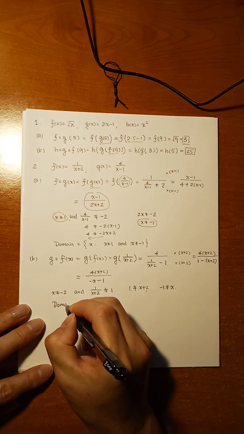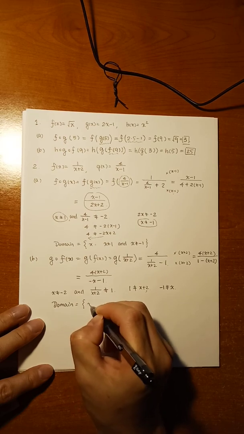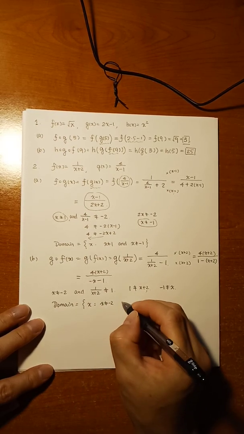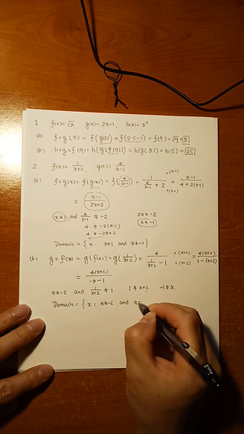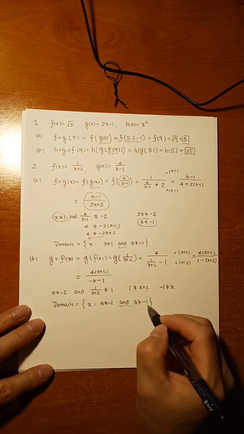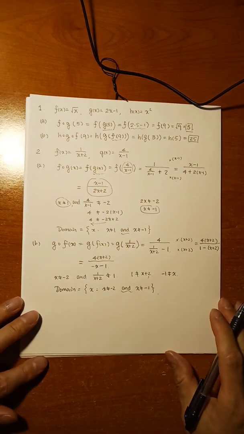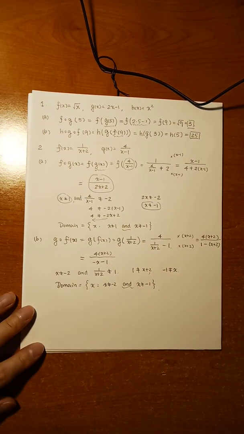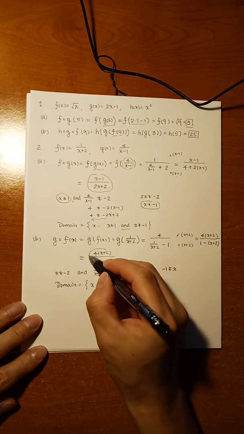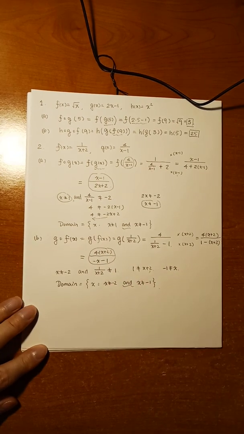So the domain is the set of all x. x cannot be negative 2, and x cannot be negative 1. This is always "and". Both cases are removed. Okay. Formula under the domain.